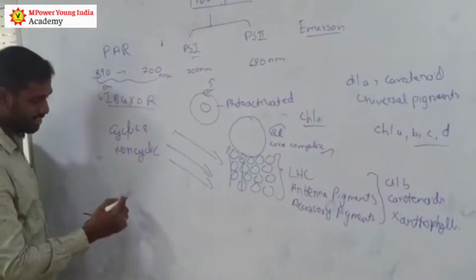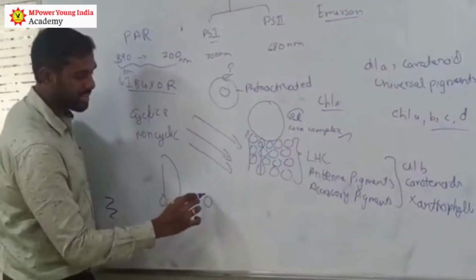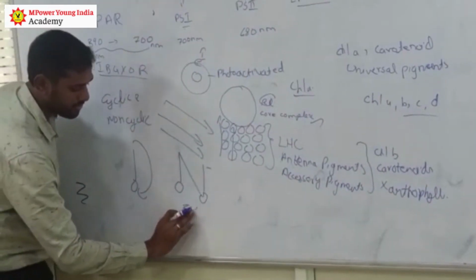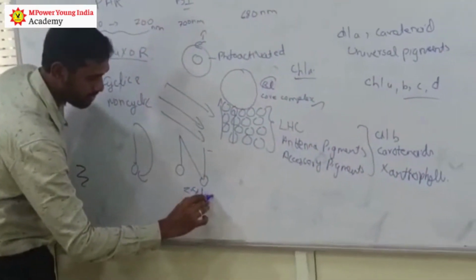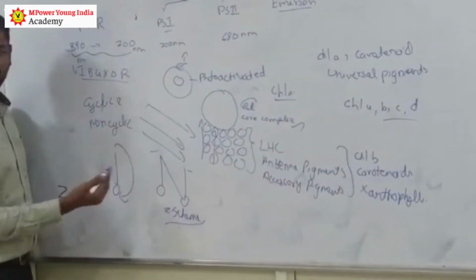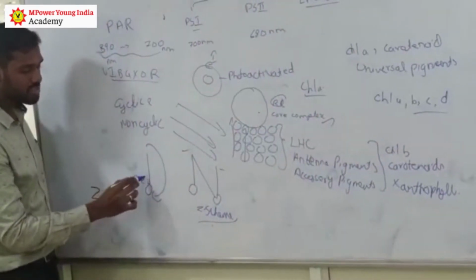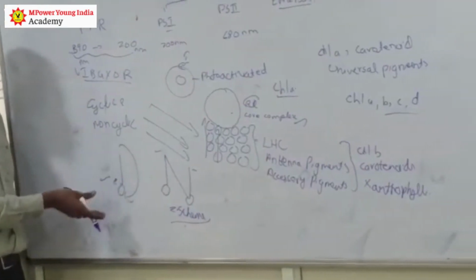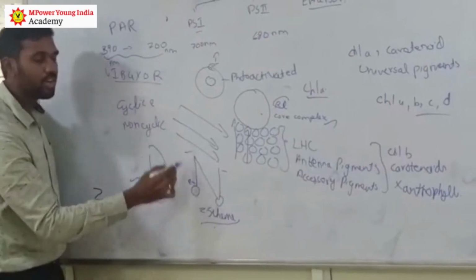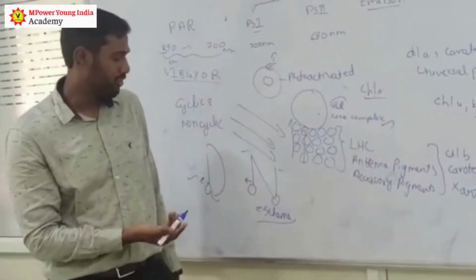photophosphorylation. Generally we might have studied this diagram, which is cyclic, and non-cyclic we may call the Z scheme. The difference between cyclic and non-cyclic is that in cyclic, the electrons emitted from the chlorophyll A molecules are cycled back to the same chlorophyll A molecule. But in non-cyclic, the chlorophyll molecule which emits the electron is not cycled back to the same molecule. This is the major difference between cyclic and non-cyclic photophosphorylation.